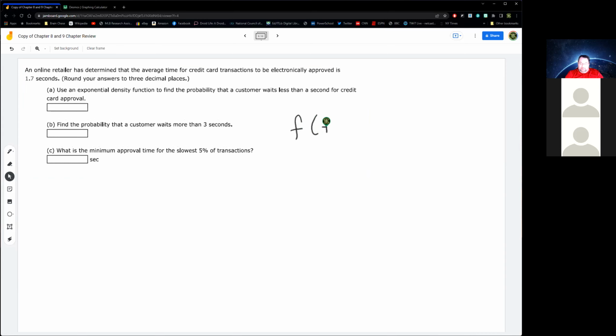It's f of t is 1 over 1.7 e to the negative t over 1.7. So that's going to be my equation for this. So I've got to find my integral of it. I would just do the integral out, have that, and then I can plug in and do all the rest of the problems. So I'm doing my integral of 1 over 1.7 e to the negative t over 1.7.